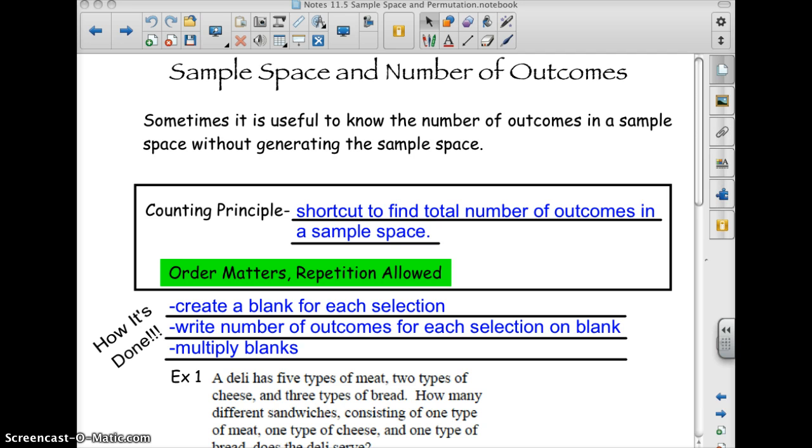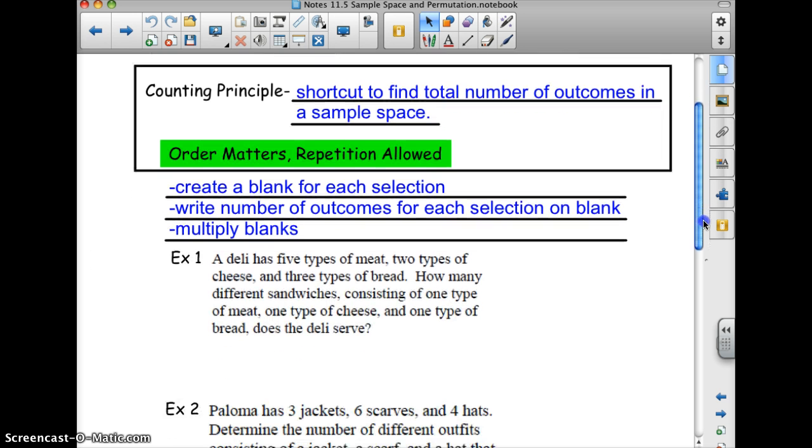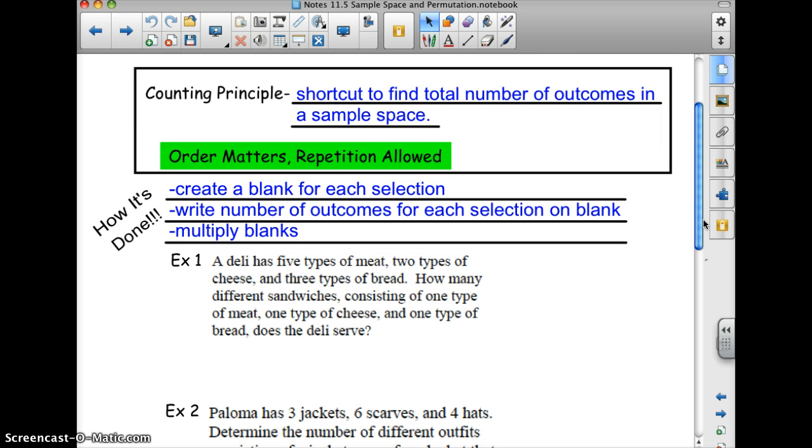All right, so the counting principle. Basically, this is a shortcut to find the total number of outcomes in a sample space. You can use this when order matters and repetition is allowed. So you could repeat the same choice over and over again and use this counting principle. Basically, you count up the number of ways to do each stage, and you multiply those number of ways, and that'll give you the total number of possible outcomes.